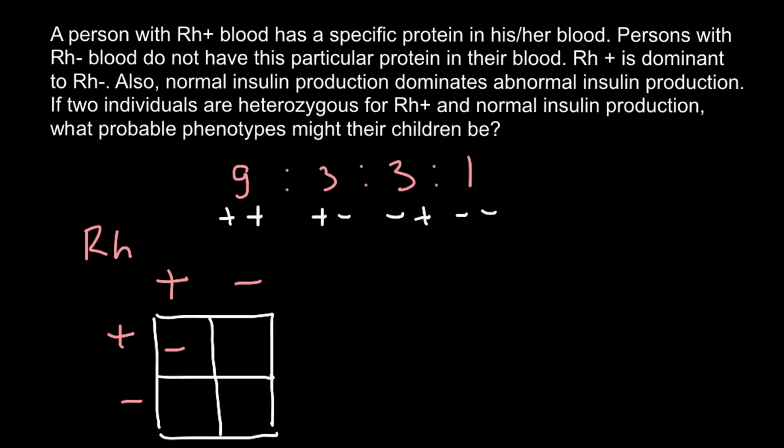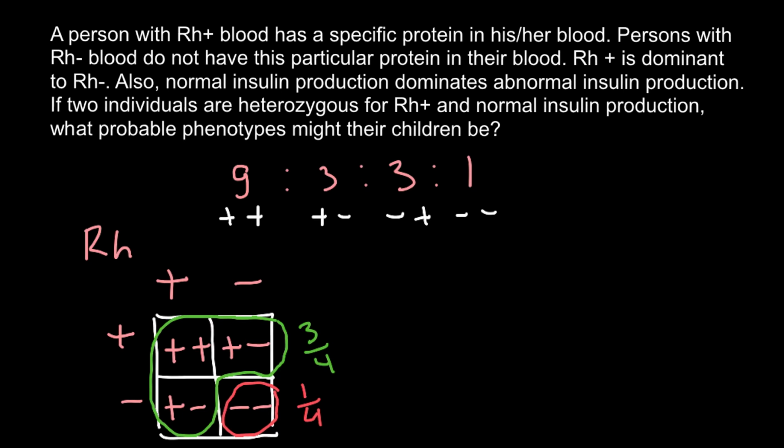So here we have positive positive, positive negative, positive negative, and negative negative. As you see, 3/4 of the progeny would be Rh positive, and 1/4 would be Rh negative. So 1/4 would be Rh negative, and 3/4 would be Rh positive.